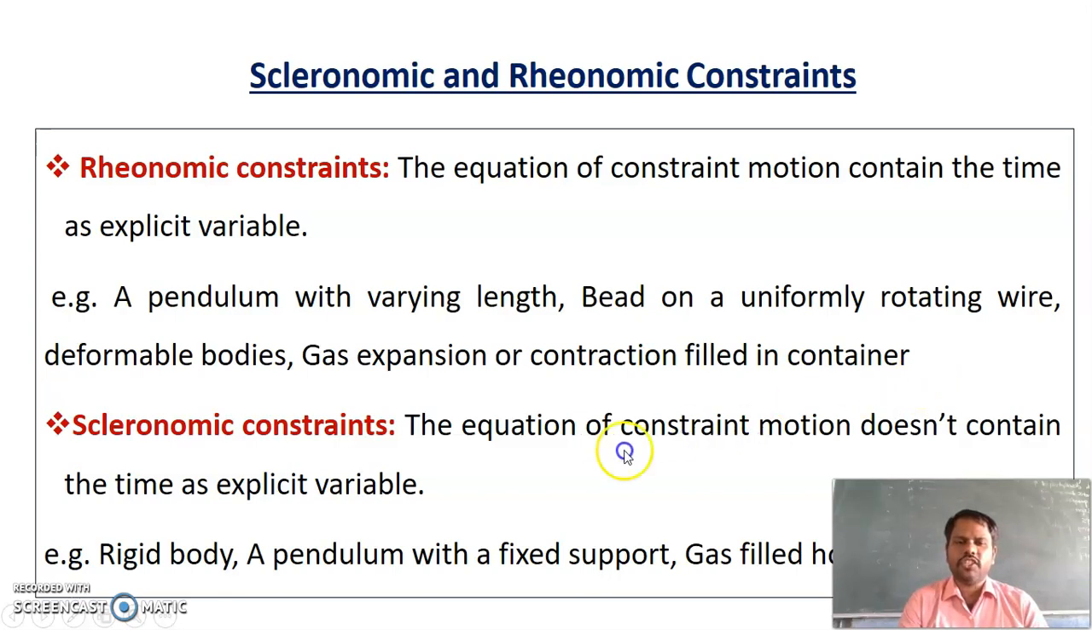If the equation of a constraint motion does not contain time as an explicit variable, we call it a scleronomic constraint. Example, a rigid body. Number 2, a pendulum with a fixed support. Number 3, a gas-filled hollow sphere.